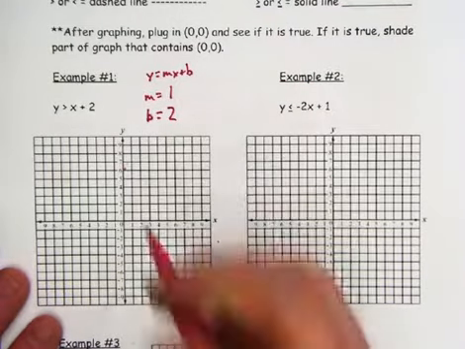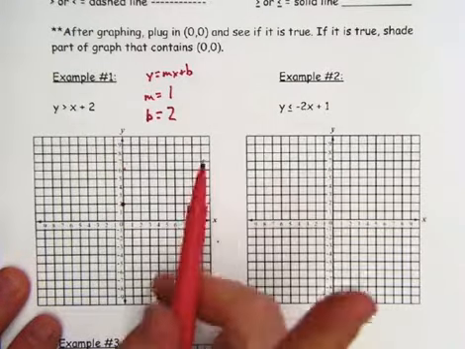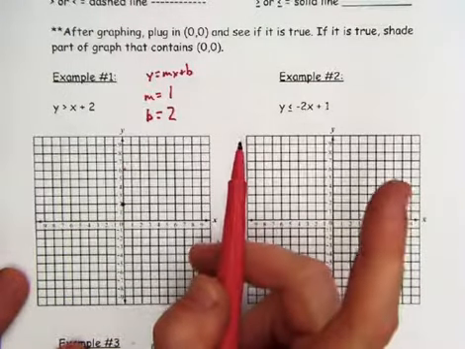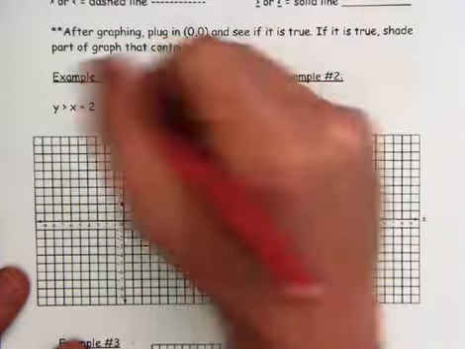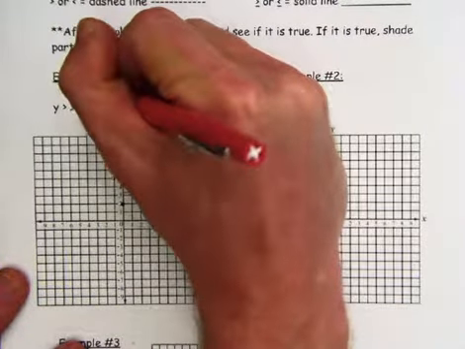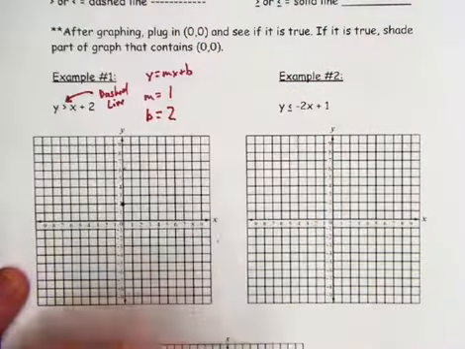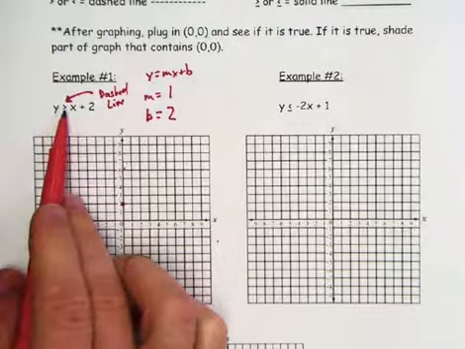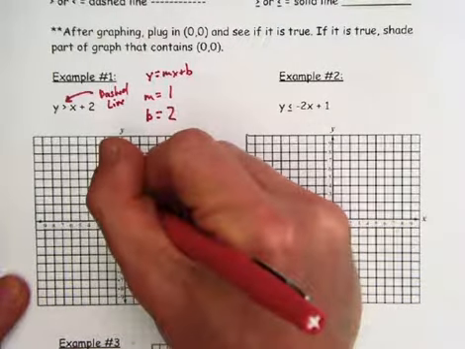So let's go ahead and graph that. We're going to start with 0, 2, and our slope's going to be 1. But there's something very important to know. It needs to be a dashed line. When I look at this, I see it has to be a dashed line because it's y greater than x plus 2.